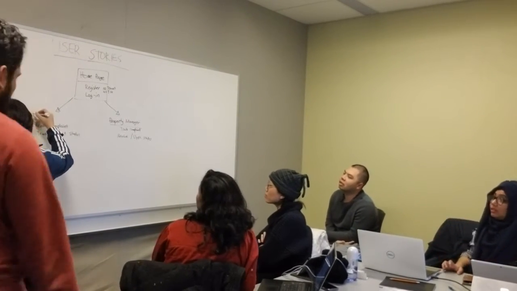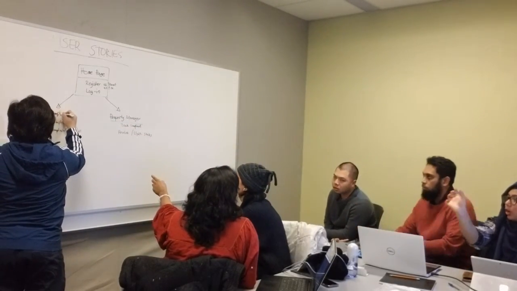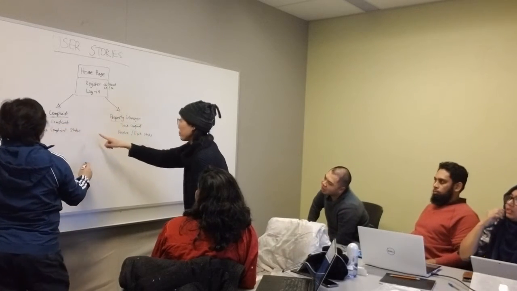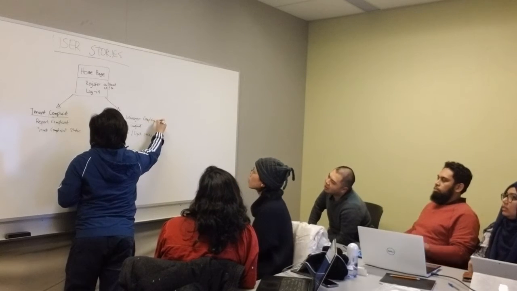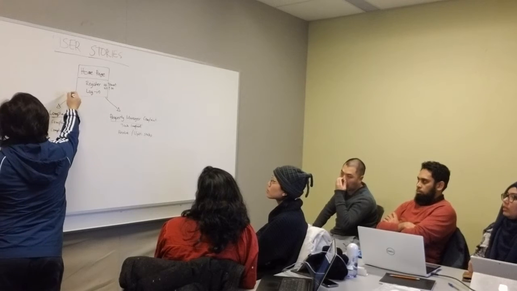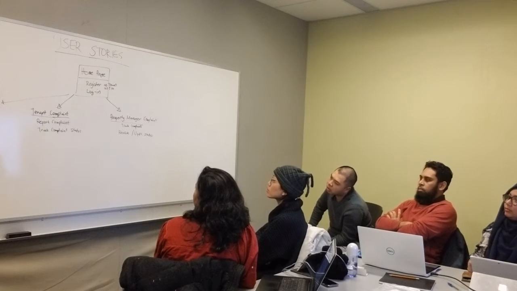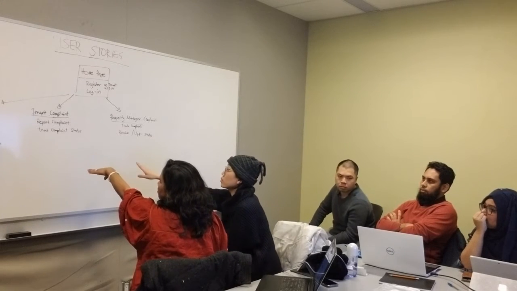So first, tenant login. On the tenant page: login, then register, complaint. Only the tenant can report a complaint. So then we can just split them, right? Tenant complaint, property manager complaint, and what do we have extra? Payment, right?